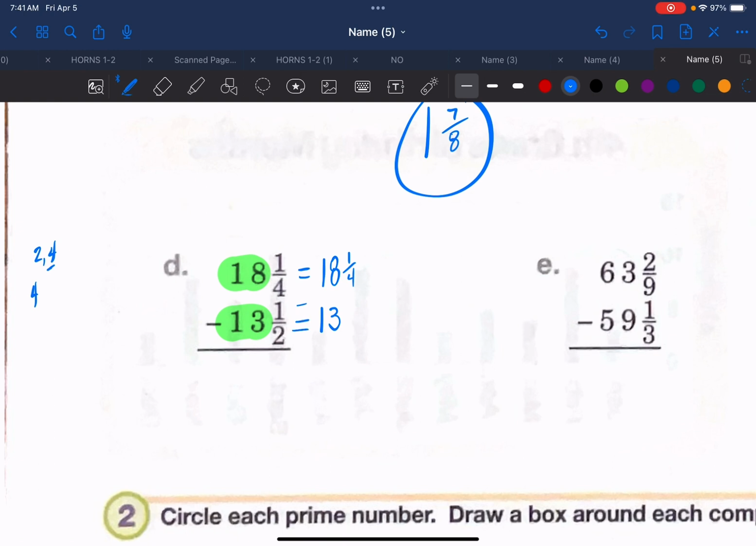And then this is the one that I need to change. So this one's going to change to what? I know it has to end with a 4 in the denominator spot. So how did I get from a 2 to a 4? I had to multiply by 2.